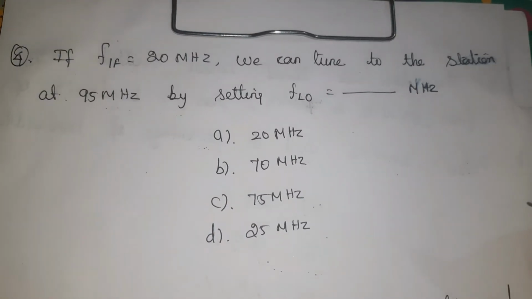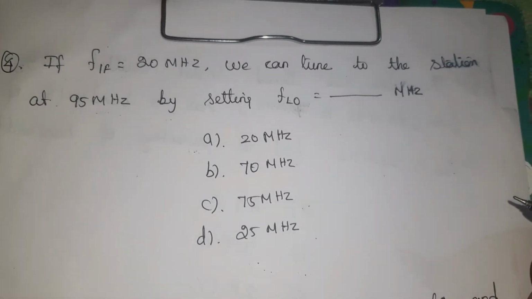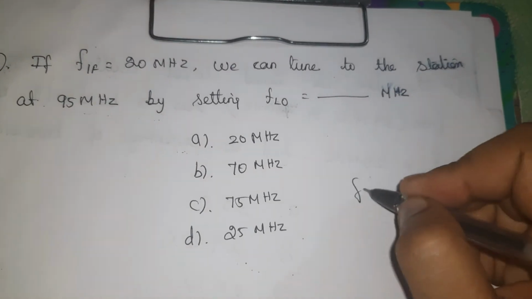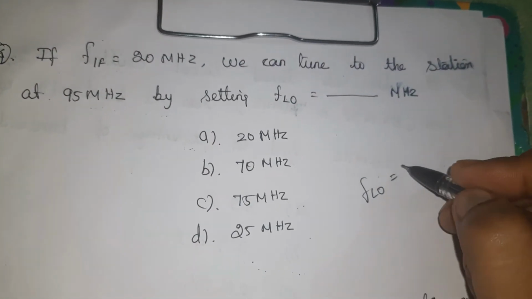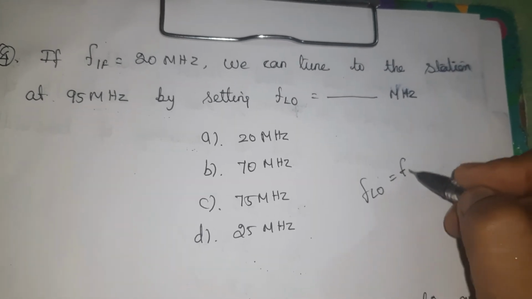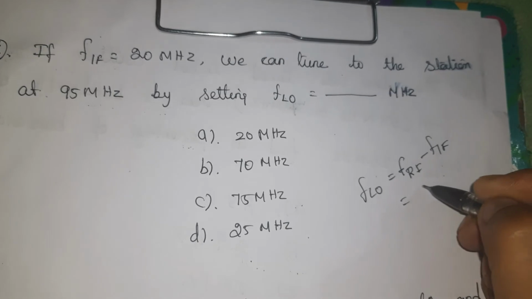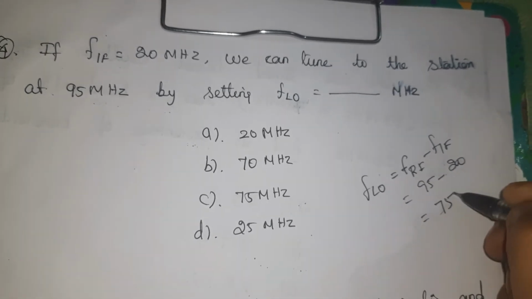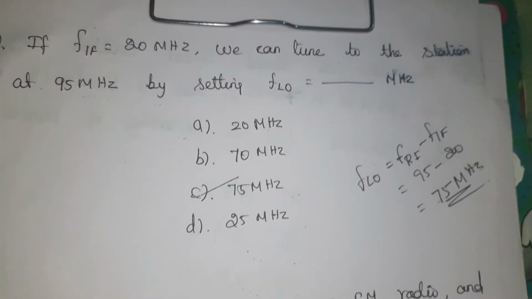Fourth question: if the intermediate frequency is equal to 20 MHz, we can tune to the station at 95 MHz by setting FLO. That is FLO, this is a station at the receiver side. So FLO is equal to the RF frequency minus the intermediate frequency. The RF frequency is 95 and the IF frequency is 20. So we will get 75 MHz as the answer. So here the answer is C.